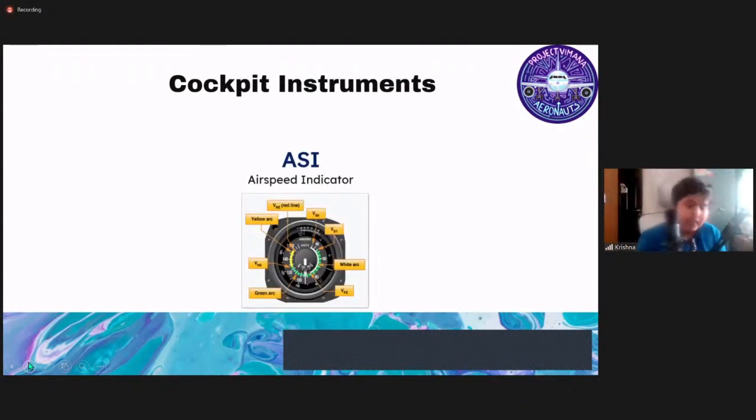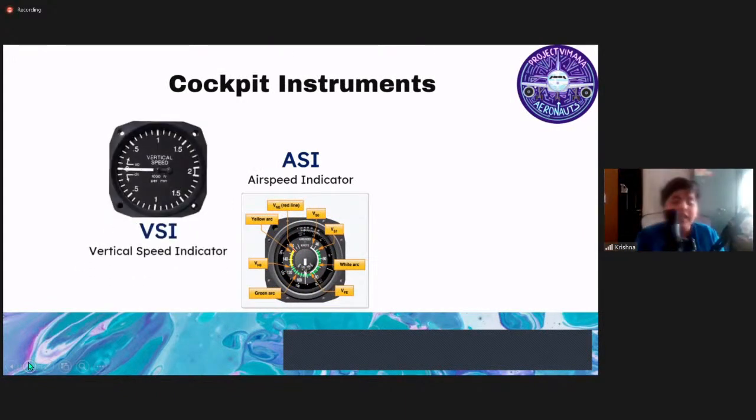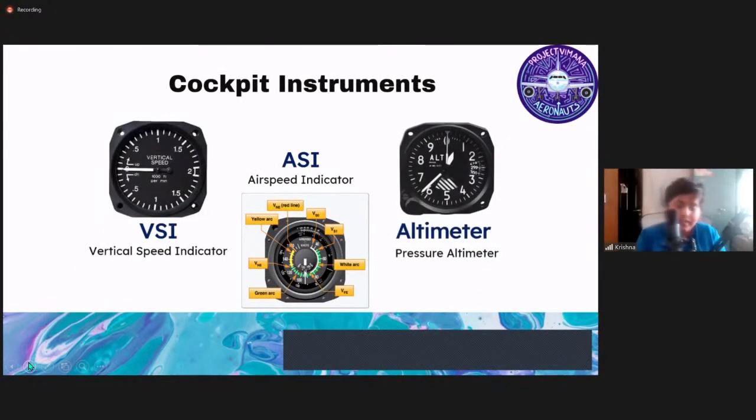We will be using 3 vital instruments in our aircraft, as we are making a low-speed aircraft: a speed indicator to tell us at what speed we are going, a vertical speed indicator to tell us how much we are ascending or descending, and an altimeter to keep track of our altitude.